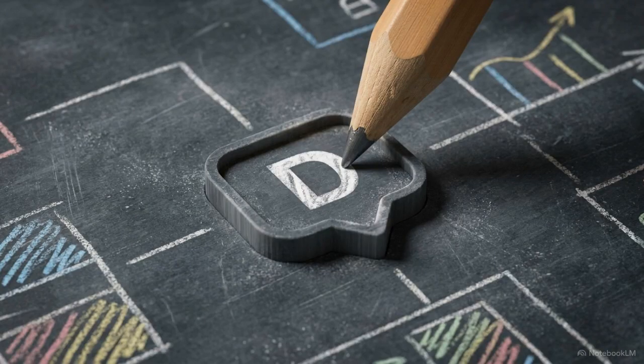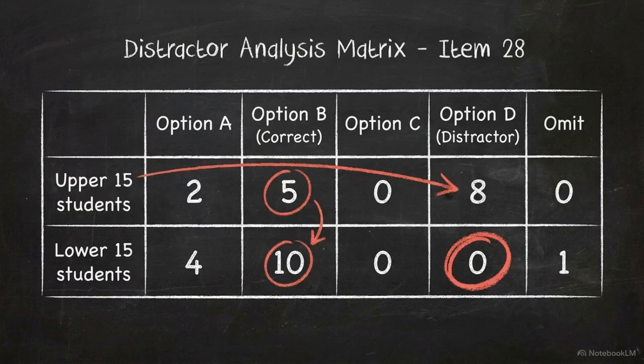To understand why the best students are missing it, we have to perform a forensic dive into the specific answers. This is a distractor analysis matrix. We use this tool to look inside that negative D value and see exactly how the high and low groups responded to every single option. Look at the correct answer, option B. Only 5 of the upper-tier students chose it, while 10 of the lower-tier students managed to select it.